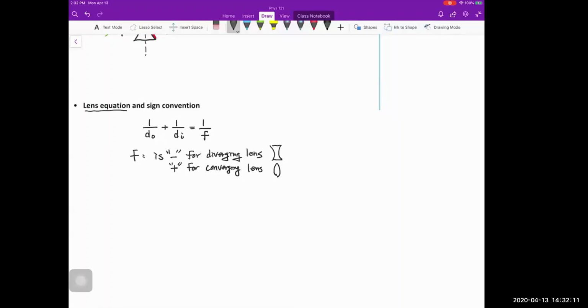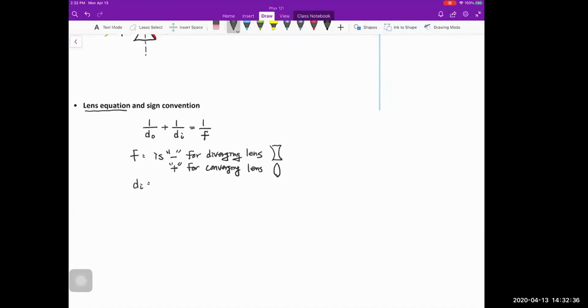That's F. So make sure that if you get a statement about a problem, they tell you what kind of lens that is, then they give you the F, then you have to know which one is positive, which is negative. Or when you solve a problem, they didn't tell you what kind of lens that is, but if you put the value in there and they give you positive or negative, then you know which kind of lens you're using.